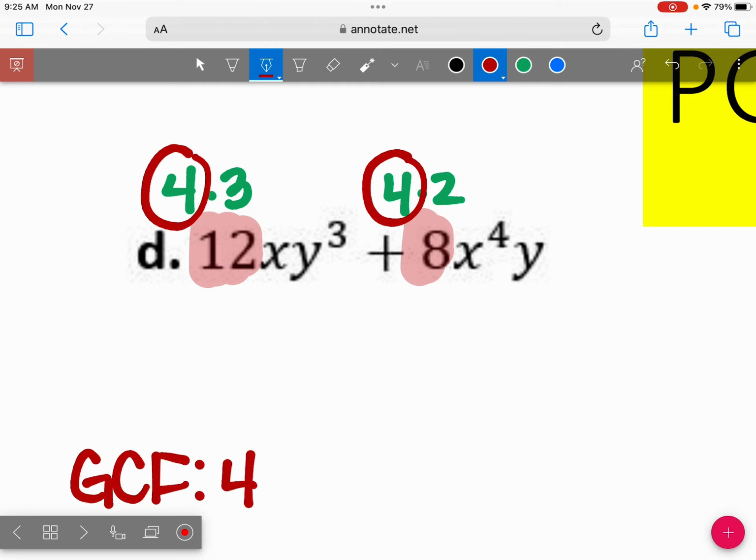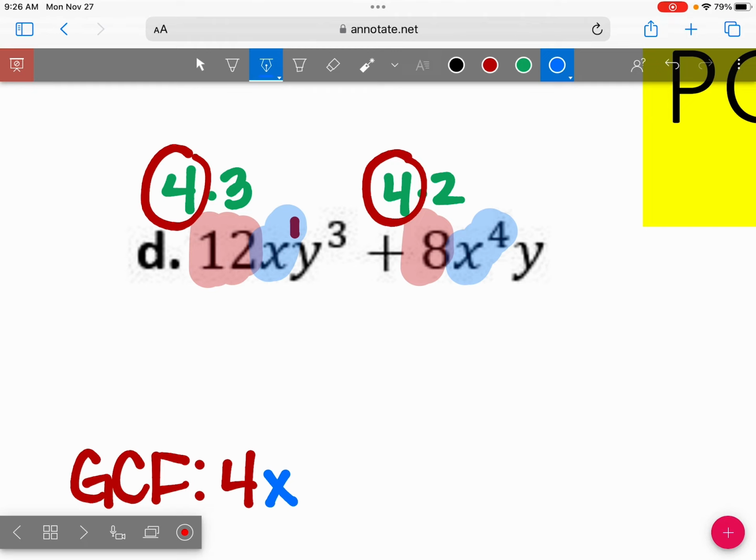Now let's look at our x's. Remember, we can only go with the lowest power. So I'm going to highlight those in blue. So x to the first, x to the fourth. What's the lowest exponent? So I have 1 x and then I have 4 x's. I got to go with the smallest. So that would be just x to the first. Good.